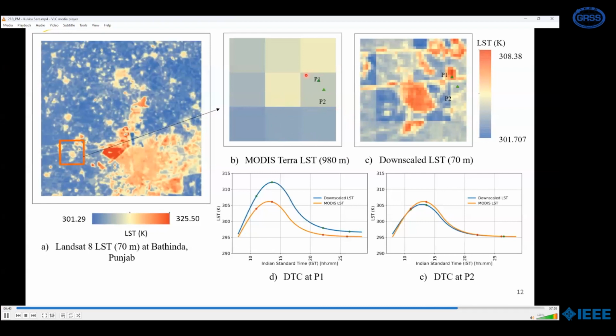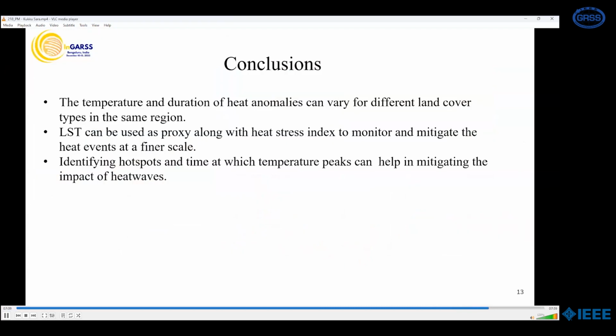If we see the DTC for the points P1 and P2, we can see that at P1 the higher temporal variations throughout the day were missed by the MODIS data, whereas the downscaled LST was able to capture those temporal variations. So it is very important to have a high resolution image over a heterogeneous land surface for analyzing the diurnal variations there.